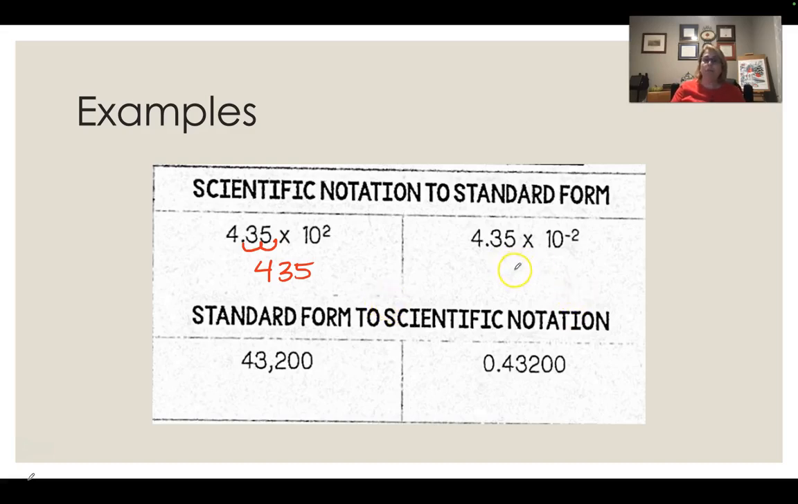However, if I have 4.35 times 10 to the negative second, now I have a small number. We're going to move 2 spaces to the left, and we'll fill in with a 0. So I have a decimal, a 0, the 4, the 3, the 5.